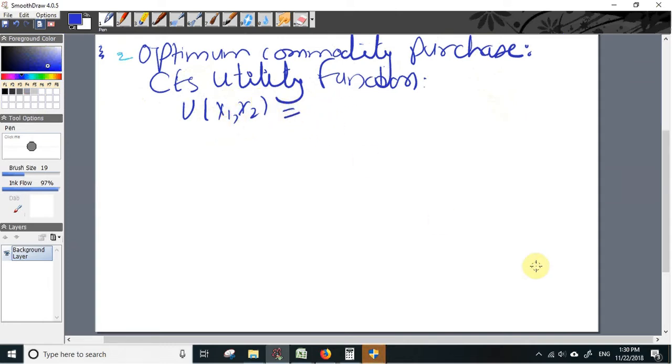And let us consider the CES function in simple form, that is x1 raised to the power half plus x2 raised to the power 1/2 whole power 1 over 0.5. So here the value of rho is 0.5.